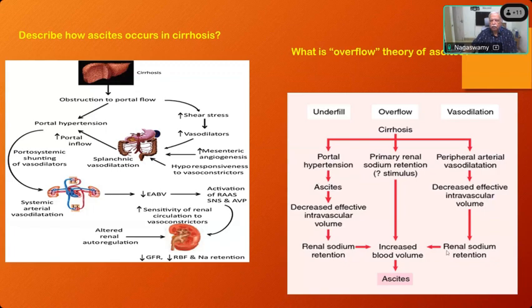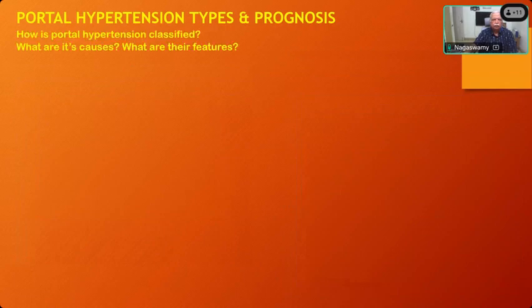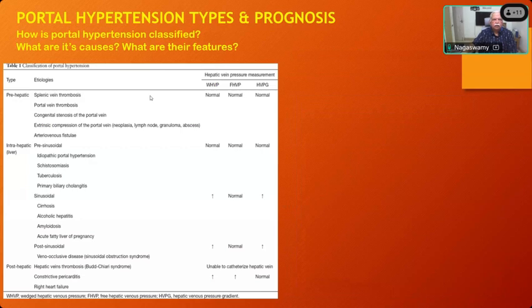So primarily it is all because of the sodium retention leading to ascites. Once fluid starts accumulating, it goes on increasing, which is called the overflow fluid. And portal hypertension is classified. What are the causes? It can be pre-hepatic, intrahepatic, or post-hepatic. So classification of portal hypertension into three categories: pre-hepatic, intrahepatic at the liver level, or post-hepatic.